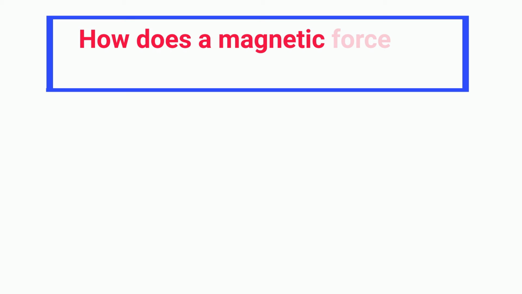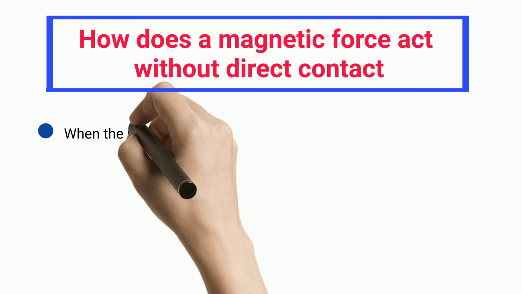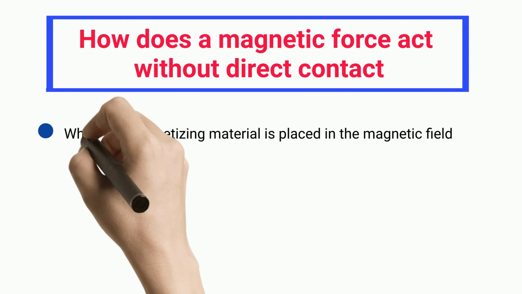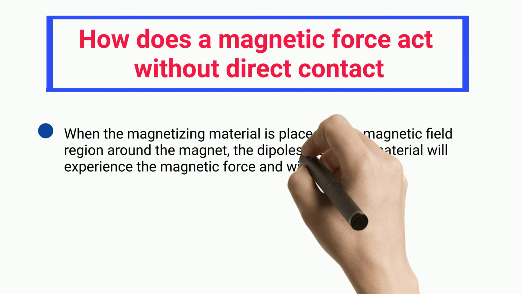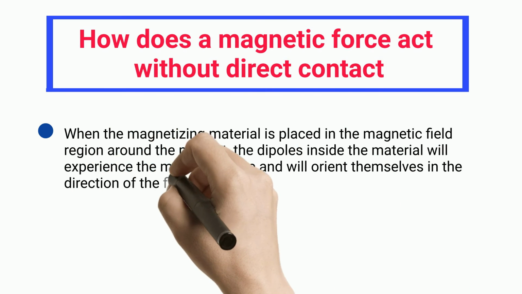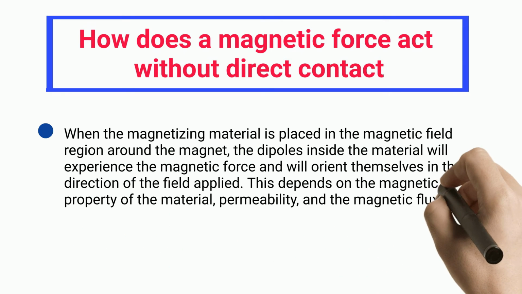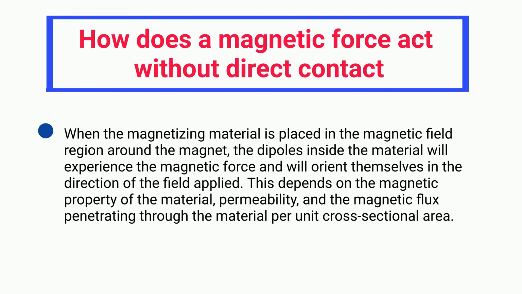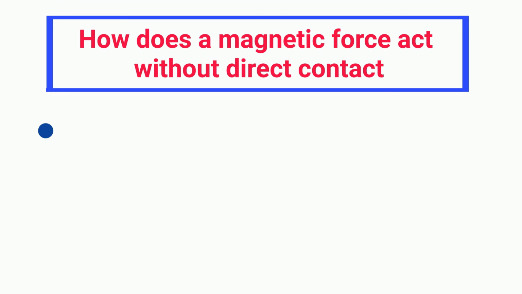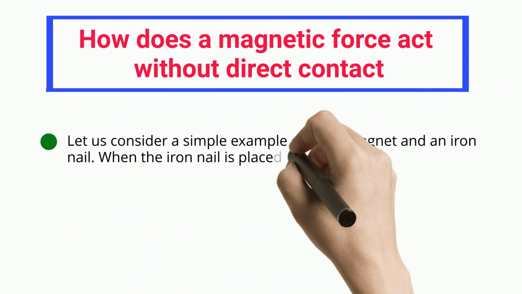How does a magnetic force act without direct contact? When the magnetizing material is placed in the magnetic field region around the magnet, the dipoles inside the material will experience the magnetic force and will orient themselves in the direction of the field applied. This depends on the magnetic property of the material, permeability, and the magnetic flux penetrating through the material per unit cross-sectional area. Let us consider a simple example of a bar magnet and an iron nail.